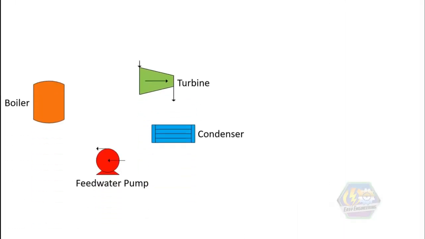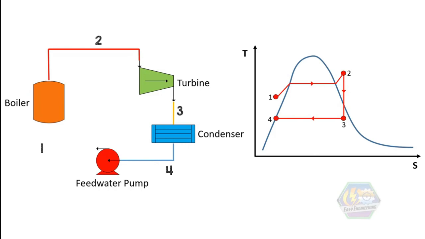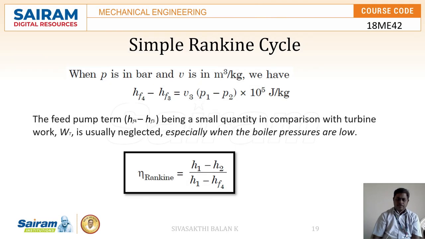Okay, so let's have a recap. Starting from the boiler, we convert the liquid water into steam. Introduce it into the turbine to generate work, and then we condense it in the condenser and pump the liquid water back to the boiler through a high pressure pump. I hope this video has given you proper clarity on how a simple Rankine cycle works.